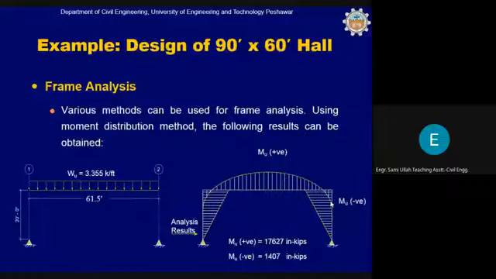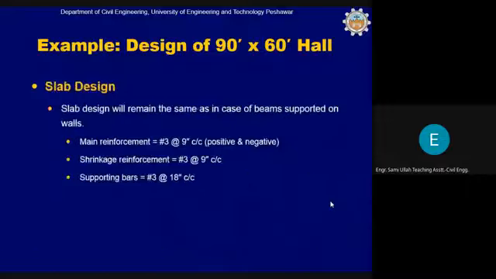Okay, slab design will remain the same as I said earlier in the case of beam support walls. Main reinforcement is number 3 at the rate of 9 inch center to center, positive and negative both, and shrinkage reinforcement is number 3 at the rate of 9. Everything remains the same.